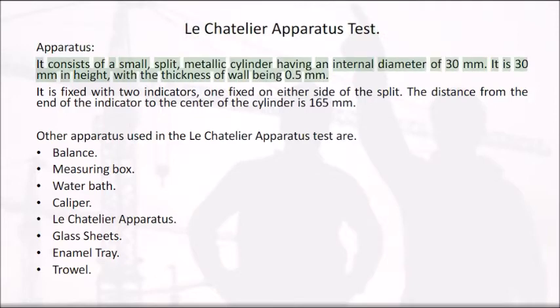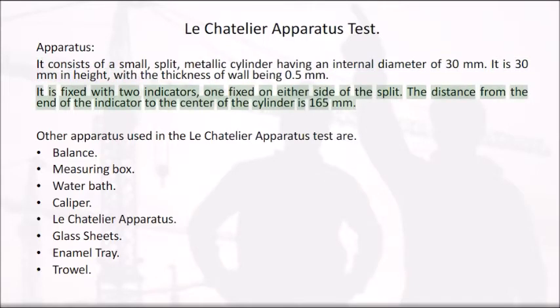It consists of a small, split, metallic cylinder having an internal diameter of 30 mm. It is 30 mm in height, with the thickness of wall being 0.5 mm. It is fixed with 2 indicators, one fixed on either side of the split. The distance from the end of the indicator to the center of the cylinder is 165 mm.